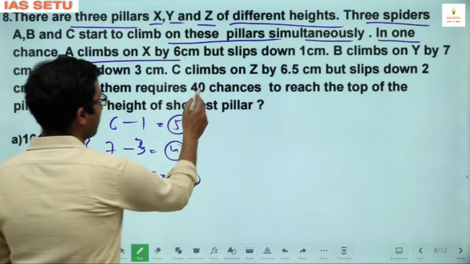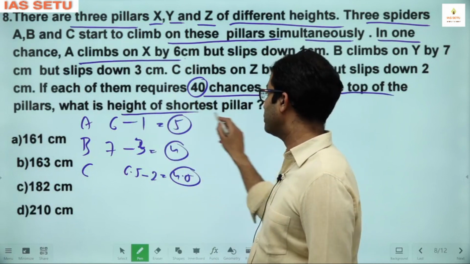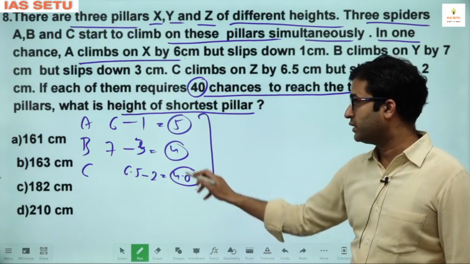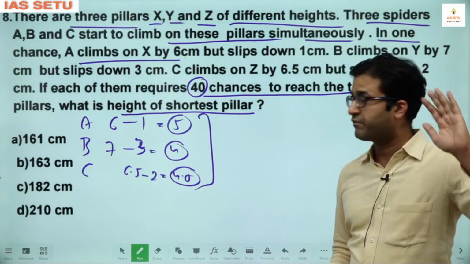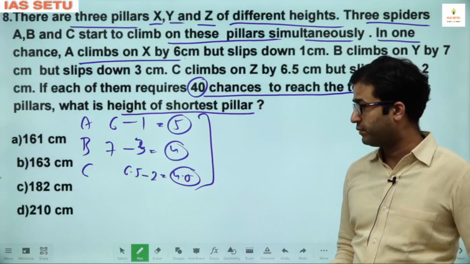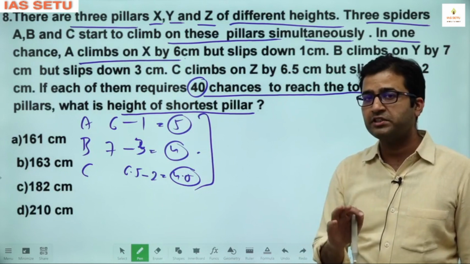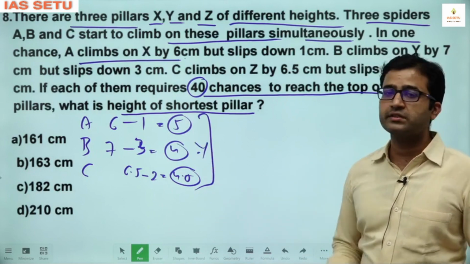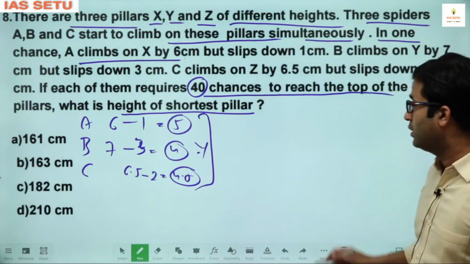If each of them requires 40 chances to reach the top of the pillar, what is the height of the shortest pillar? First, find the shortest pillar here. A, every chance effectively climbs 5, B 4, C 4.5. So B is climbing the minimum height in every chance. So B is climbing on the Y pillar. Based on this, we can conclude the pillar Y has the shortest height. So Y.